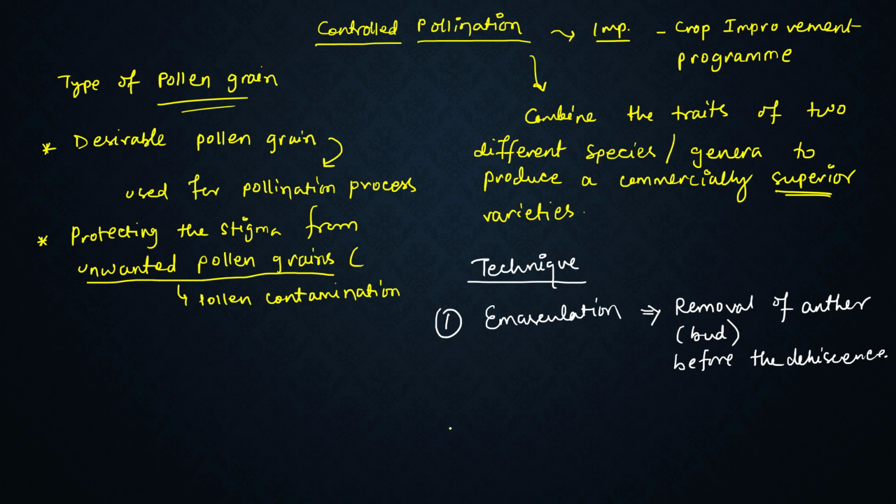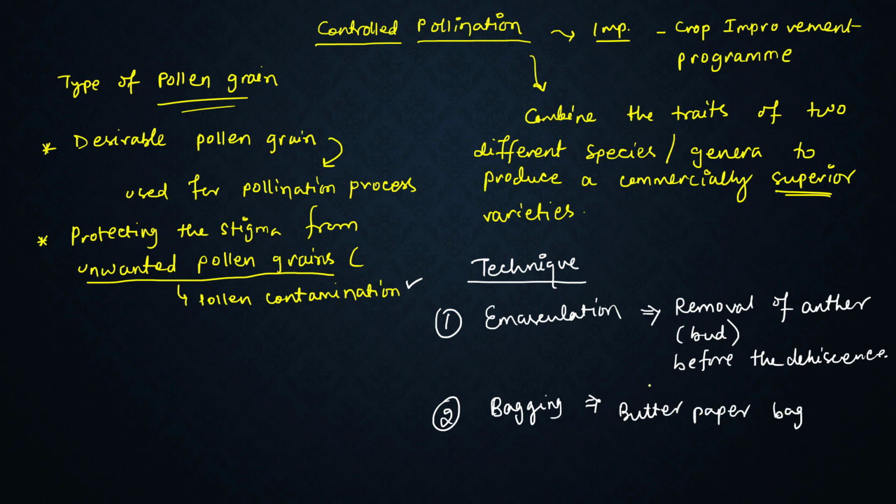The second technique, after emasculation or removal of anther, is called bagging. As we are talking about pollen contamination, the undesirable or unwanted pollen grains, we need to prevent that. To do that, we bag, which means we cover the entire emasculated flower in a bag, and this bag is typically made up of butter paper. So, a butter paper bag.